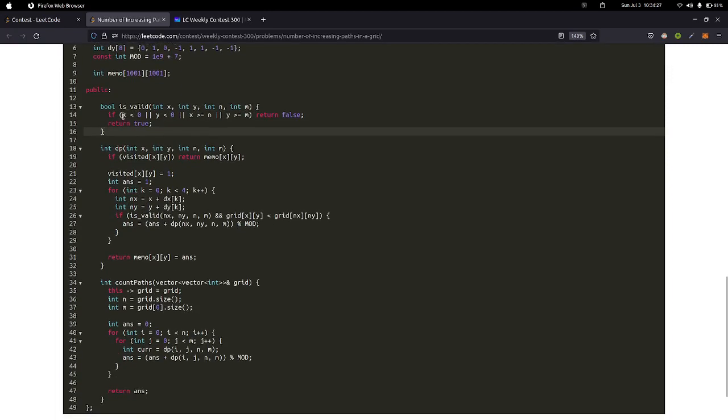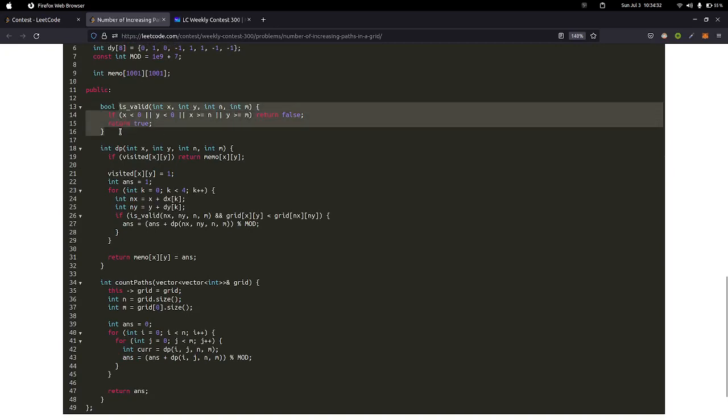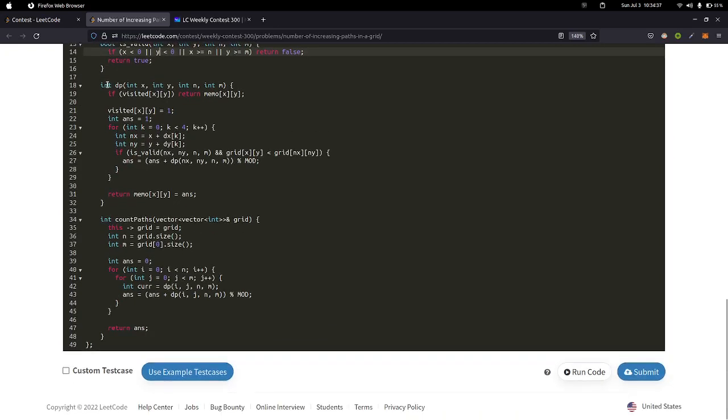I also have a helper function to check if any given cell is valid or not. As I said, it should be inside the grid, so this function just says whether the given cell is inside the grid or not. Now let's see the main function. Here we initialize all the values, and then we iterate over all possible starting points, which are I comma j, and add the total number of strictly increasing paths starting from I comma j to our answer, and of course we have to take modulus everywhere.